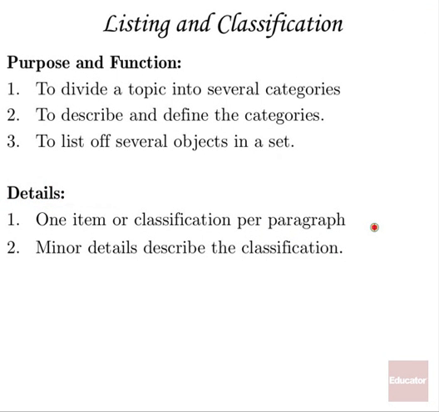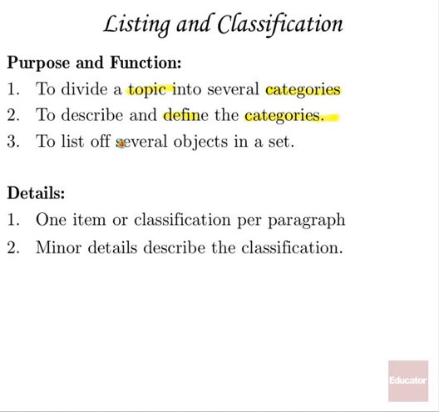Now, the purpose of listing and classification is to divide your topic into several different categories, and I'll show you how that works in just a minute. It's also to describe or define those categories themselves. What's the difference between a fish and a marine mammal? Those are two different categories, and we need to define what those categories are, as opposed to saying sharks and whales. That's not telling me what those categories mean.